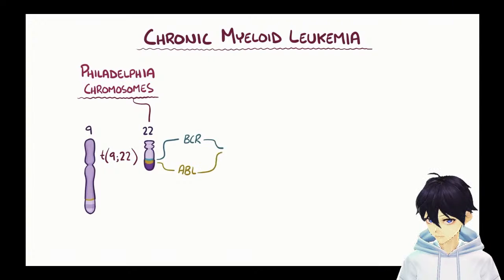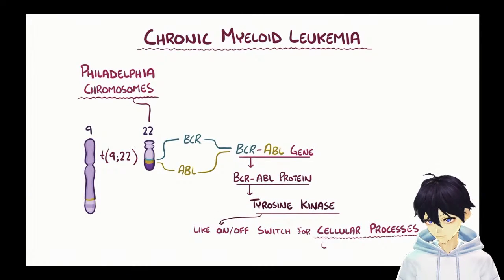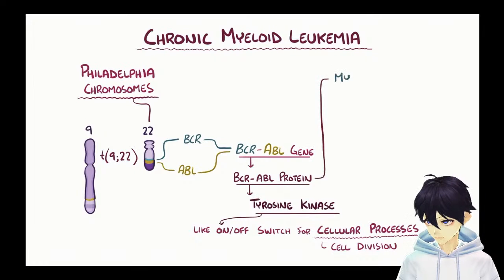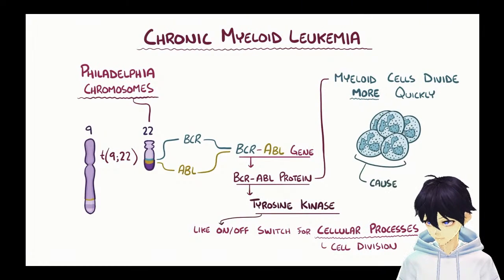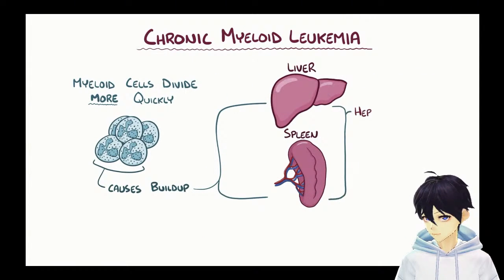When they're combined, it forms a fusion gene called BCR-ABL, which codes for a protein also called BCR-ABL, which is a constitutively active tyrosine kinase, meaning that BCR-ABL is like an on-off switch stuck in the on position. Since BCR-ABL helps control various cellular functions like cell division, having it always on forces myeloid cells to keep dividing quicker than they should, which causes a buildup of premature leukocytes in the bone marrow that eventually spill into the blood. The premature leukocytes then move to the liver and spleen, causing swelling of those organs, or hepatosplenomegaly.